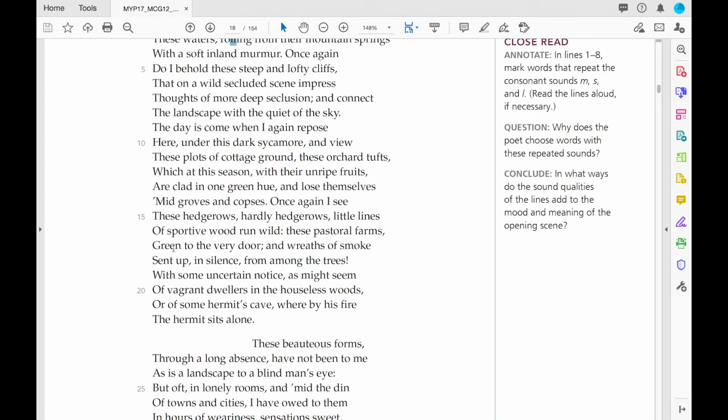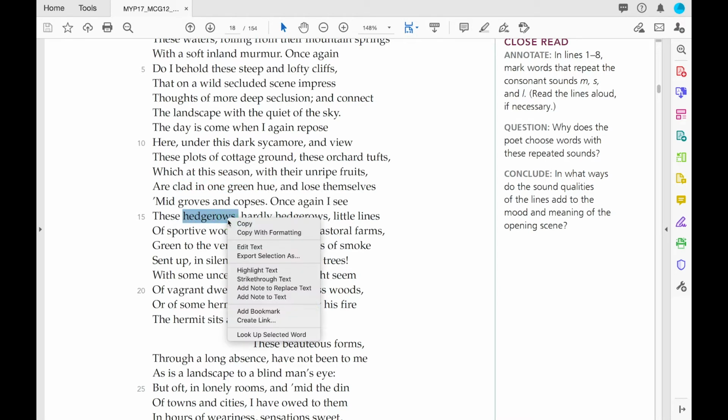What kind of environment is he painting, right? He's talking about orchards and cottages and a beautiful dark sycamore, okay? He is talking about one green hue, so it's really green and misty. He sees hedgerows. What are hedgerows? You don't know? How about you look them up? So you should look them up.